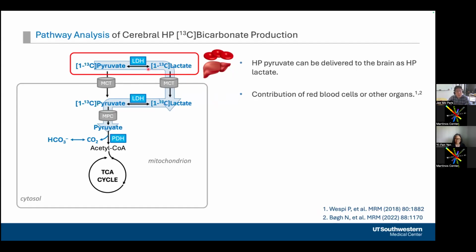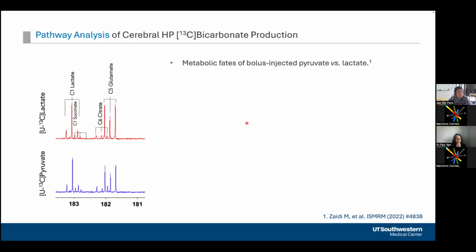Once lactate is produced, the redox state is more favorable for it to stay as lactate. So lactate can circulate and then go into cells in the brain for oxidative metabolism. So we tried to mimic this hyperpolarized pyruvate study and also compare with a lactate study. We injected uniformly labeled pyruvate and also uniformly labeled lactate, without hyperpolarization, into rats. Then we performed carbon-13 NMR isotopomer analysis of the brain tissue, collected a couple of minutes after the bolus injection, to compare the metabolic fate of the pyruvate and lactate.